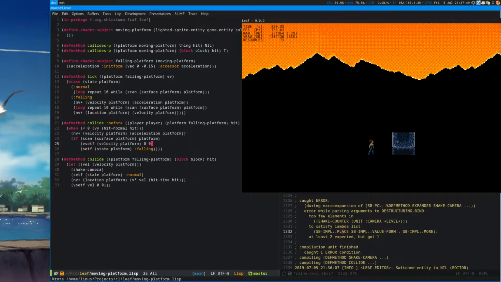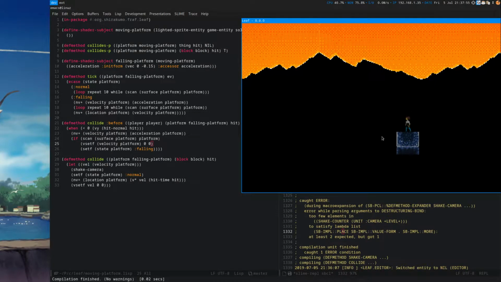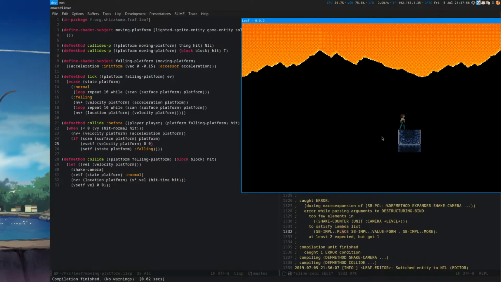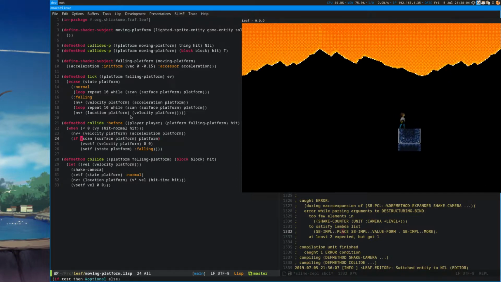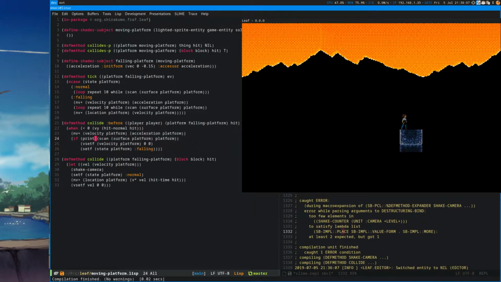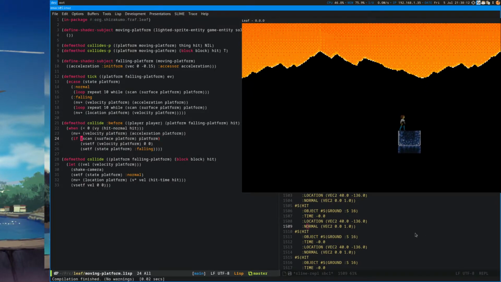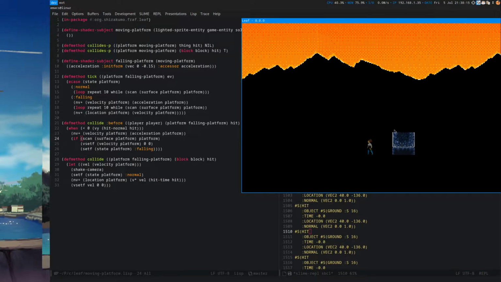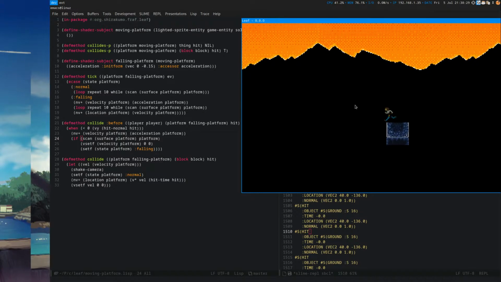This is gross, but I think it should work. No, apparently not. Wait, what? Huh? I'm confused. Why is it... It's detecting a hit, so it should just set the velocity to 0 without changing the state to falling.